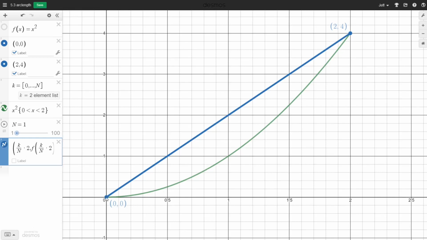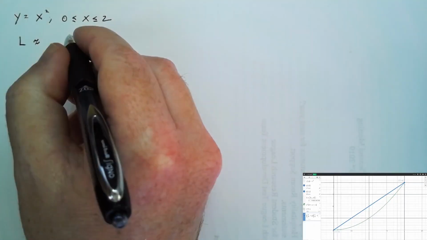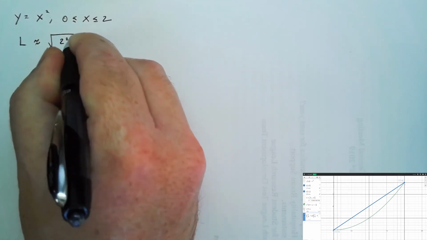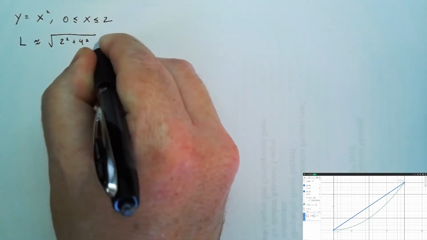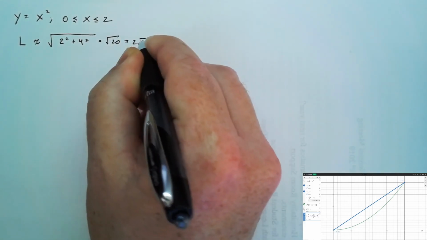The x and y axes in this graph are not on the same scale, but to get from one endpoint to the other, we go over 2 and up 4. So a rough estimate for the length of this curve would be square root of 2 squared plus 4 squared, which would be the square root of 20 or 2 root 5.